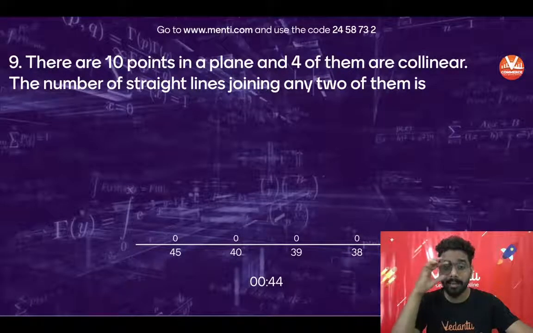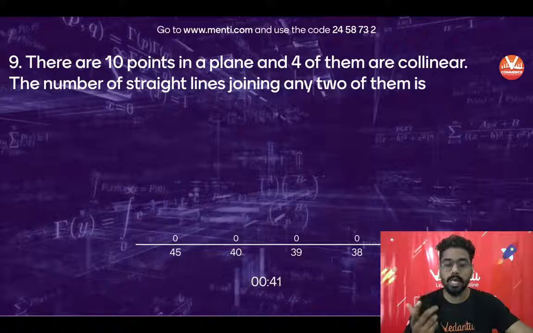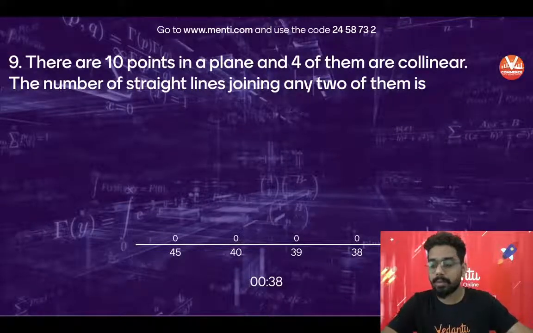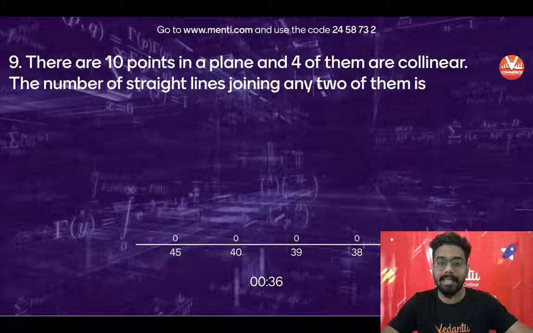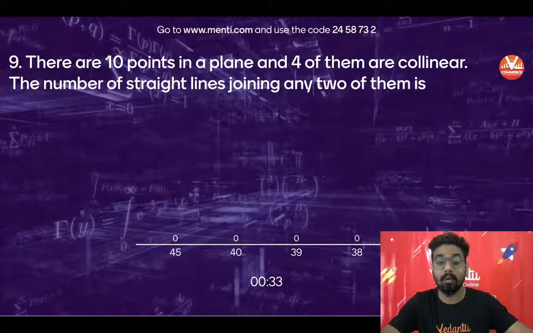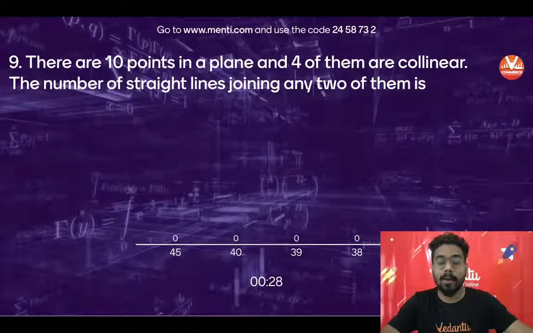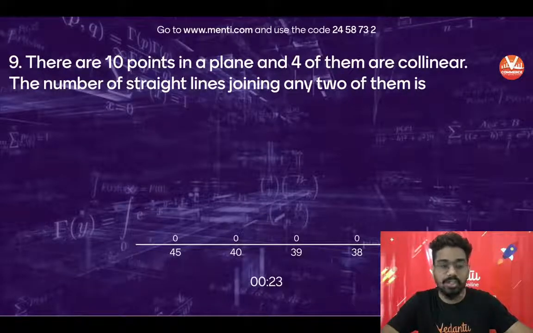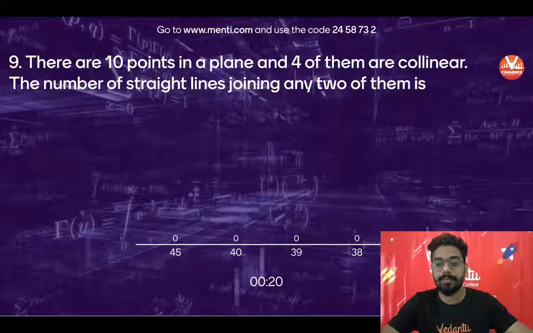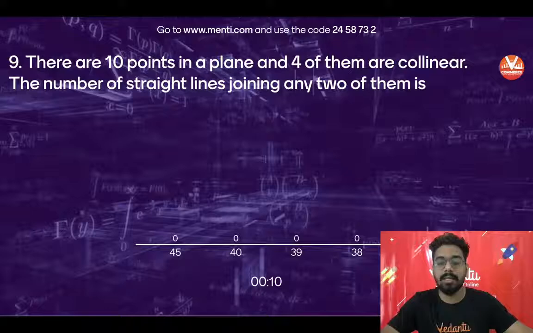It is a very good question, not lengthy, you just have to think how you will do it. Once you create the image in the mind of how to do it, it will not take more than 10 seconds. There are 10 points in a plane, 4 of them are collinear. Collinear means 4 are on the same line, and 6 are at different places. In the last 15 seconds, 7 people have answered.